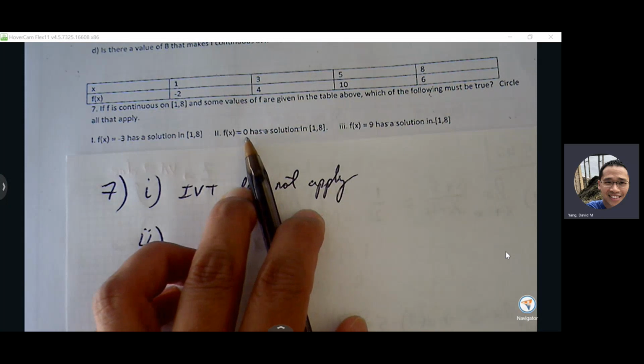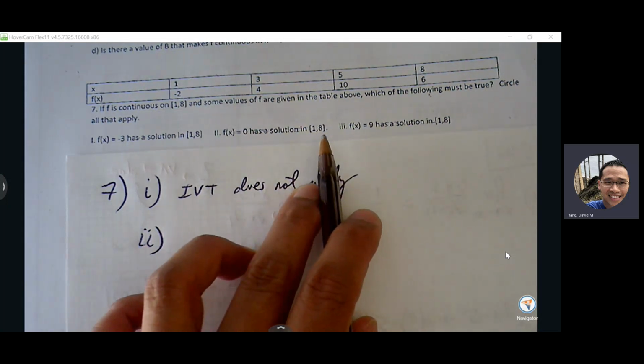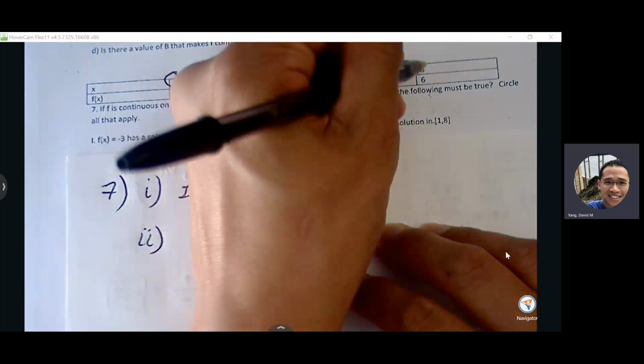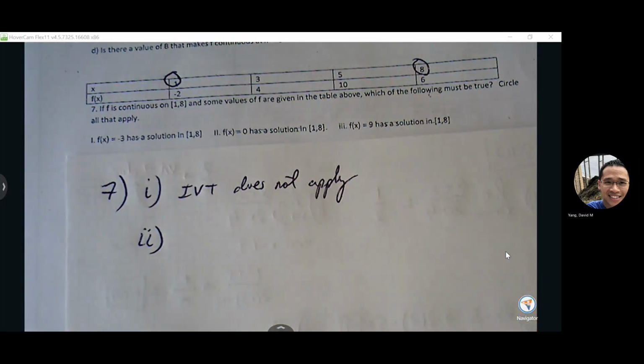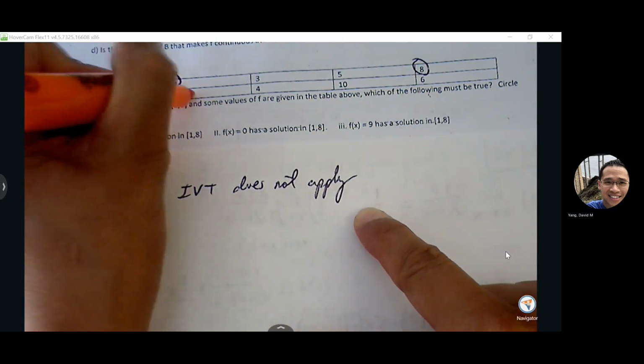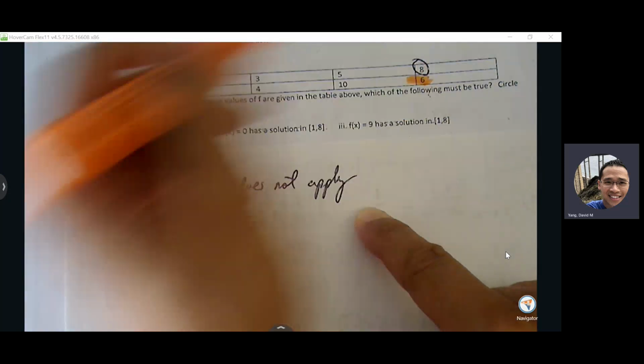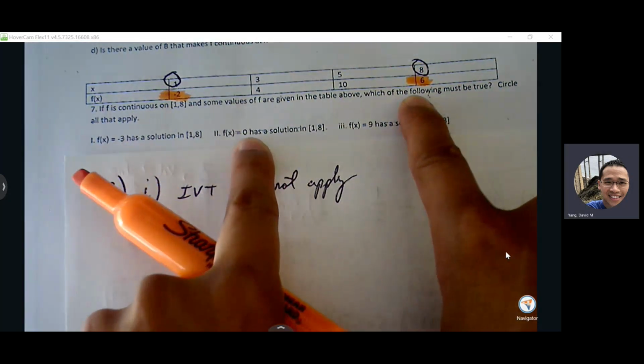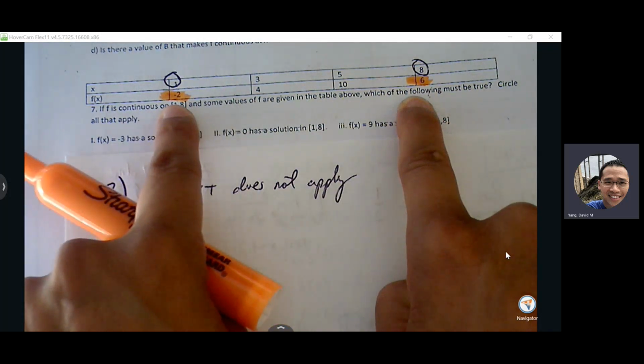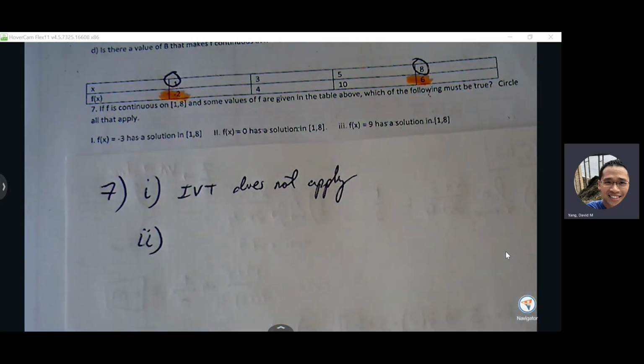Can we guarantee a y value of 0 between the x values of 1 and 8? So we're looking at these endpoints. Let's look at the y values. We have a y value of -2, and we have a y value of 6. Does 0 land between these two y values? It does, right? So if we're starting at -2, and we rise up all the way to 6, there's no choice but for the graph to cross through a y value of 0 somewhere on that interval.